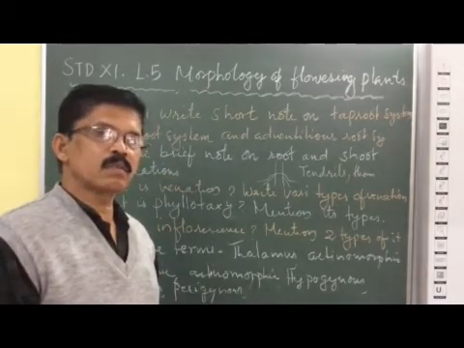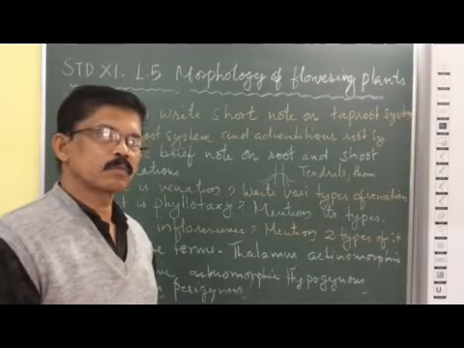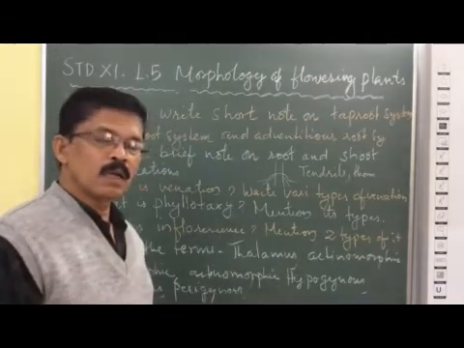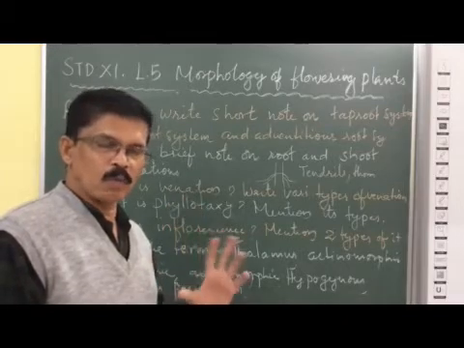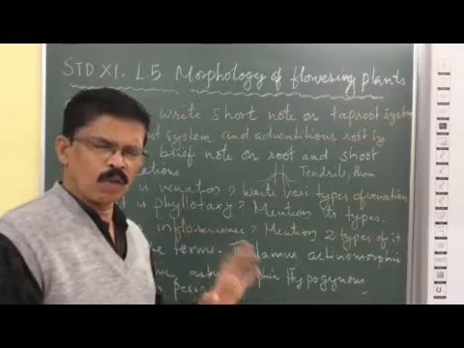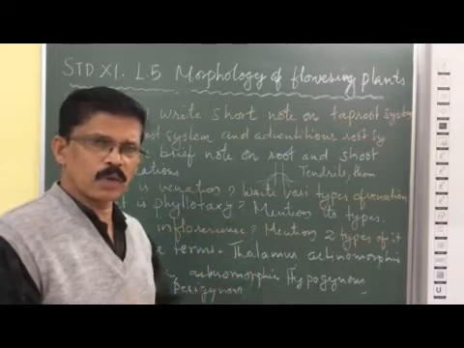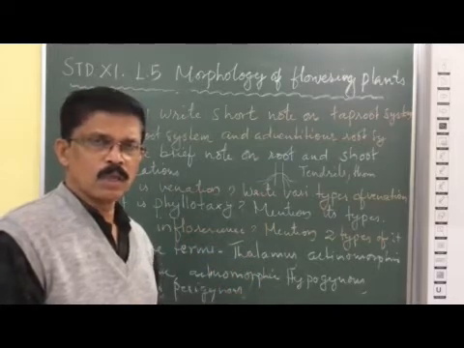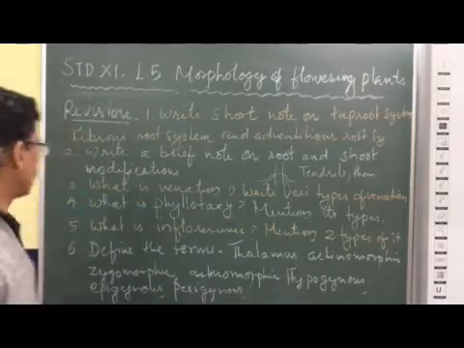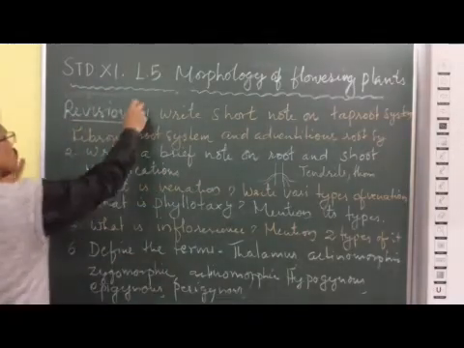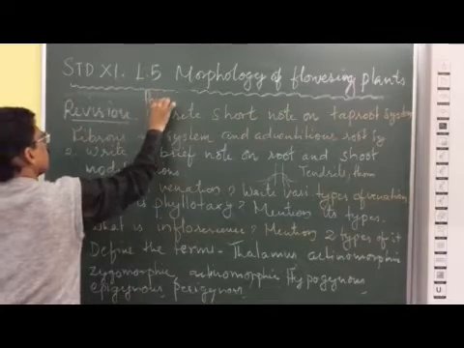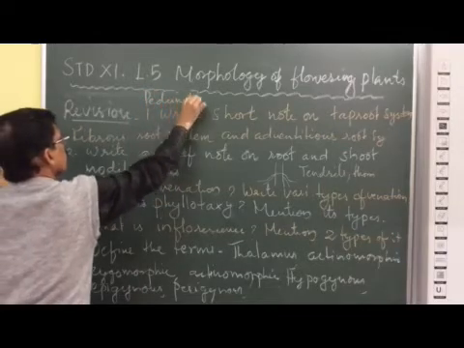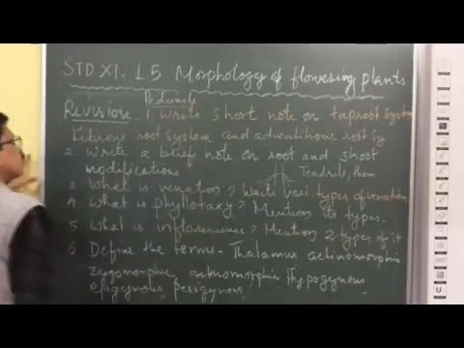So what is inflorescence? Inflorescence is a group of flowers, or a bunch of flowers, arranged on a common stalk. What is the common stalk called? The peduncle, also sometimes called the pedicel.